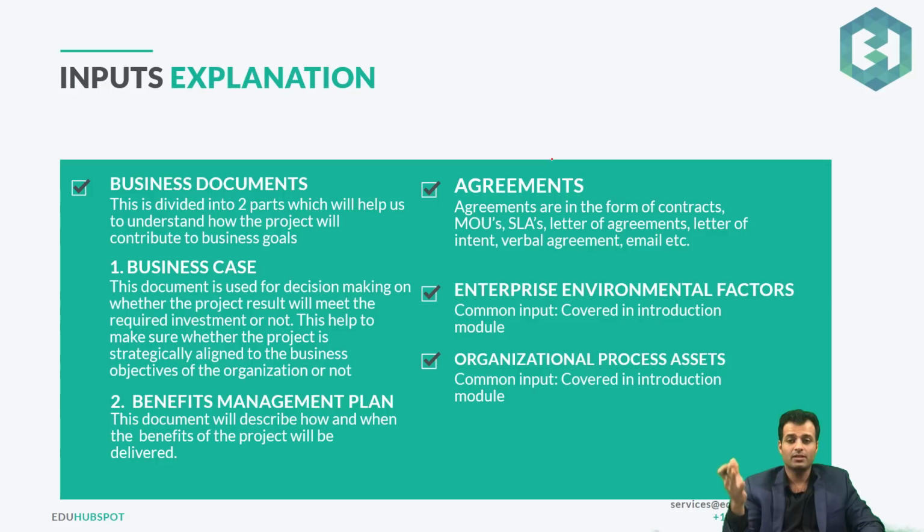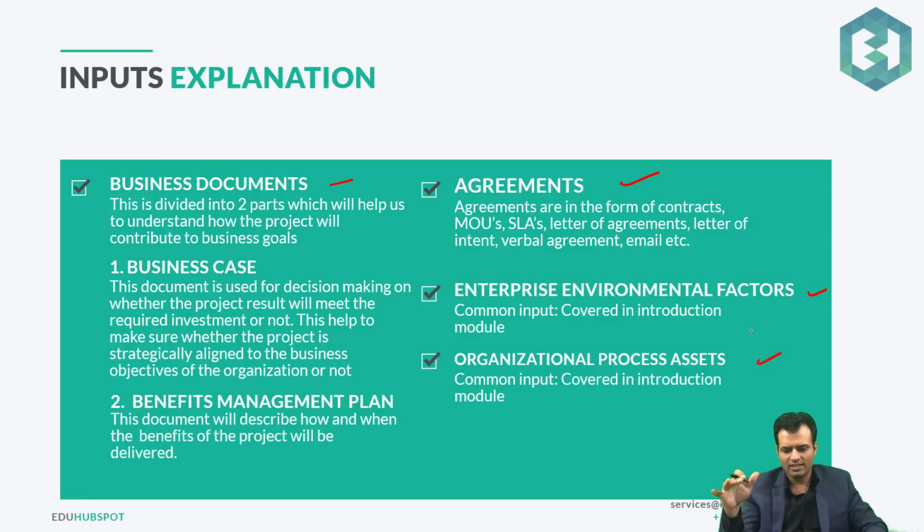First, basically we have four inputs over here: the business document, the agreements, the EEF, and OPA. I would say out of these four, the business document is very important, which we already discussed in your introduction chapter, but again, very, very important. Then on the agreement side, we also have the agreements. EEF and OPA are the common ones, I would say.